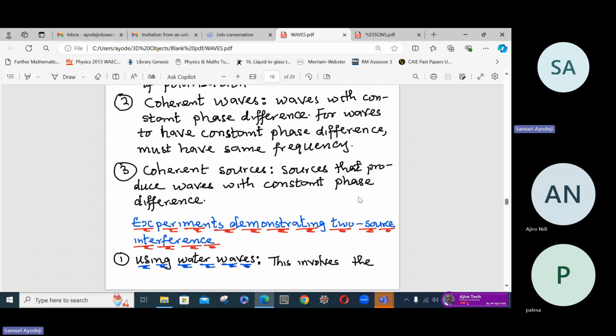So coherent, if the question says define coherent waves, or what is coherent, just say a wave with constant phase difference. That's all. It's 1 mark. If the next question asks what must happen for waves to have constant phase difference, they must have the same frequency. When you have waves that have the same frequency, automatically they are going to have a constant phase difference. The phase difference is going to be the same thing. That's called constant phase difference. So same frequency.